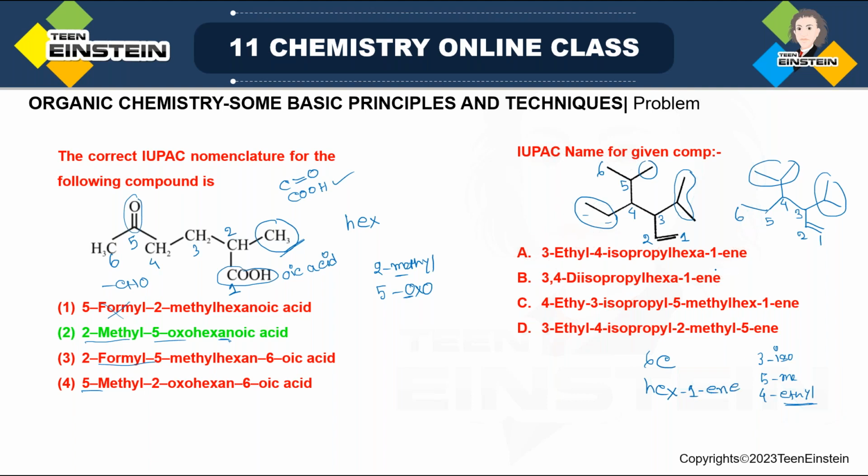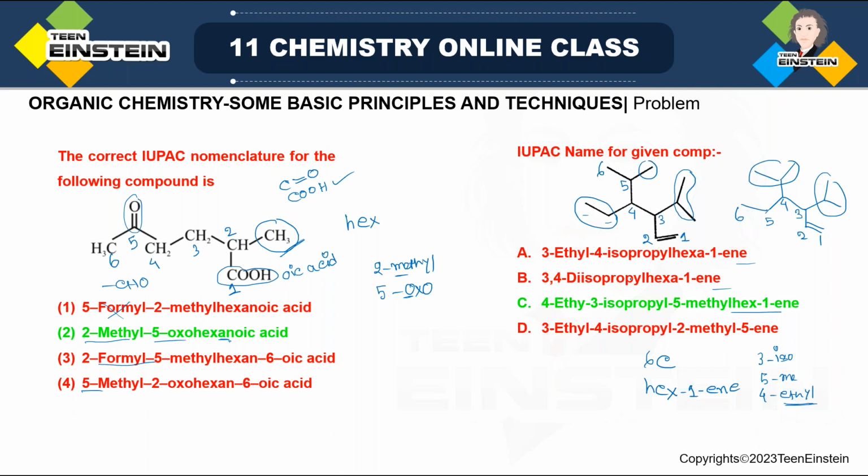Now hex-1-ene, that you can find here, though there is also another present, but when it is mentioned as hex-1-ene, it is not hexa-1-ene, it is hex, then 1, fine. But we also have to take care about the substituents. Substituents must be mentioned alphabetically. So ethyl should be first, then isopropyl, then methyl. So all these conditions are present in option C, so that is why this will be the correct option.